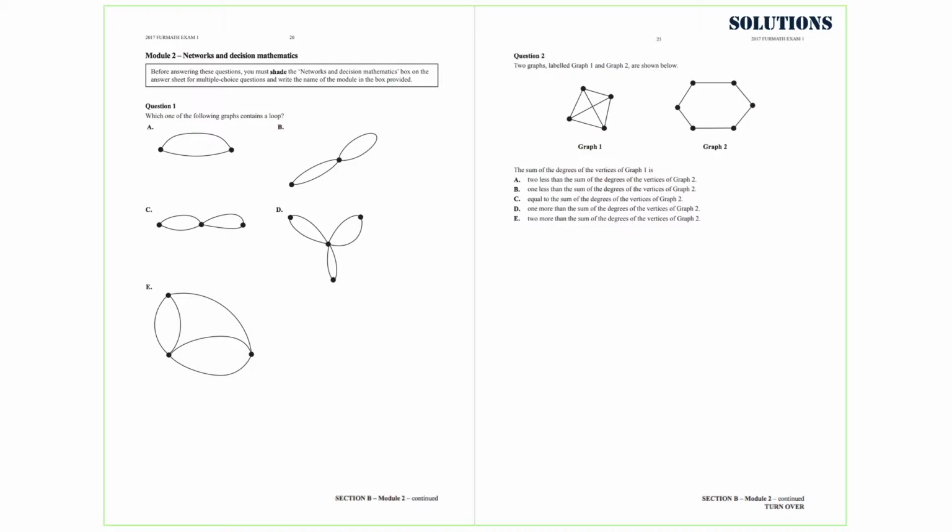Module 2, Networks and Decision Mathematics. Question 1. Which one of the following graphs contains a loop? By inspection, we notice that the only graph that contains a loop is the graph in option B. So the answer is option B.